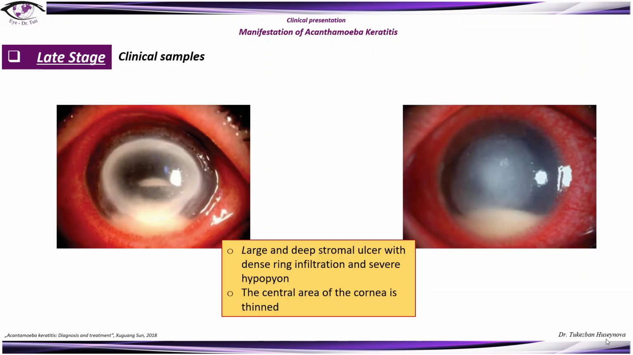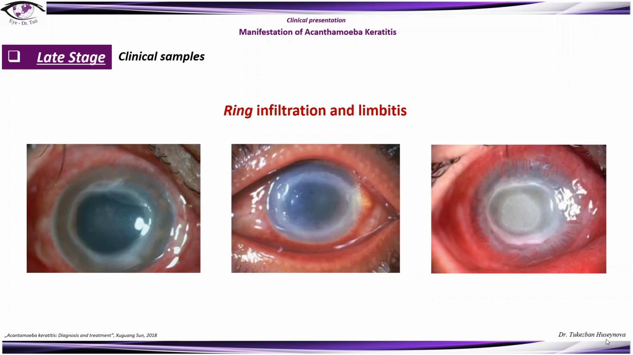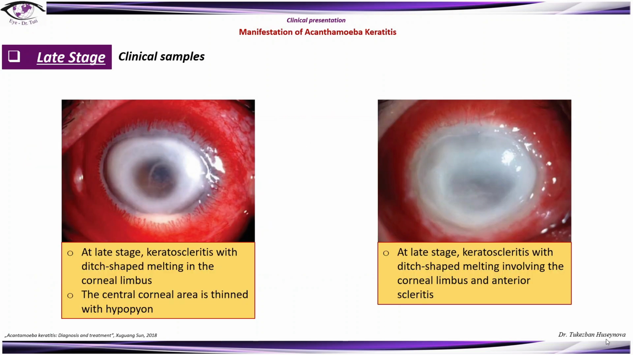Here we can see a large and deep stromal ulcer with a dense ring infiltration and severe hypopyon, and the central area of the cornea is very thin. In this case, we can see a ring infiltration and limbitis with diffuse redness of the eye.